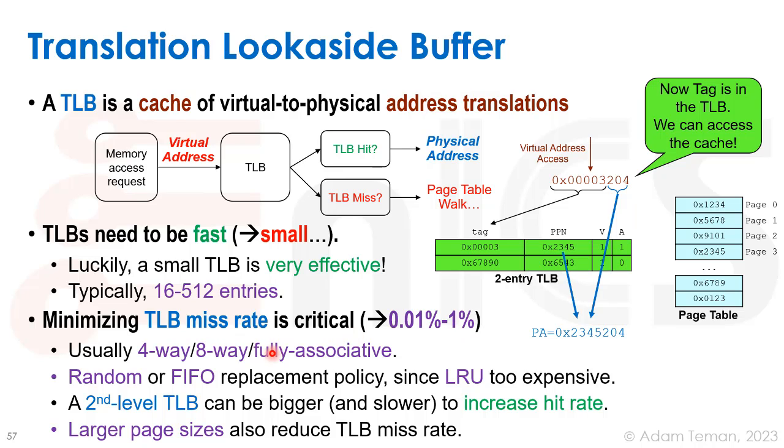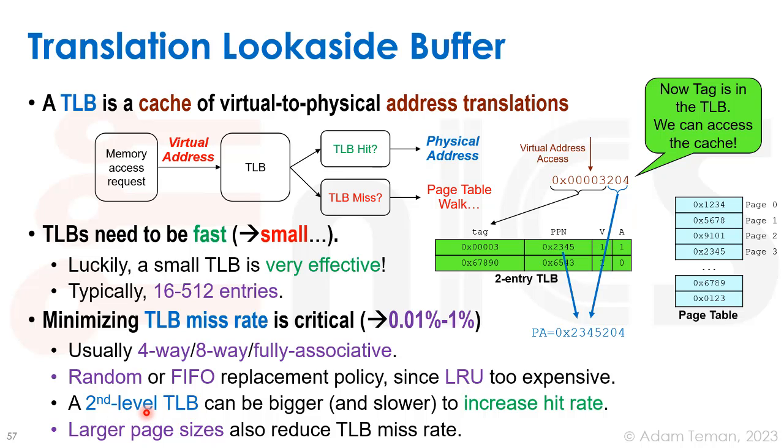And therefore, we're usually going to use something that's fully associative, maybe 4-way or 8-way associative, but really as much associativity as possible to limit the miss rate. Another thing is we're going to use a replacement policy that's going to be very useful. LRU tends to be too expensive to do in hardware, so we're probably going to use something like random or FIFO. And we can also use a second level TLB.